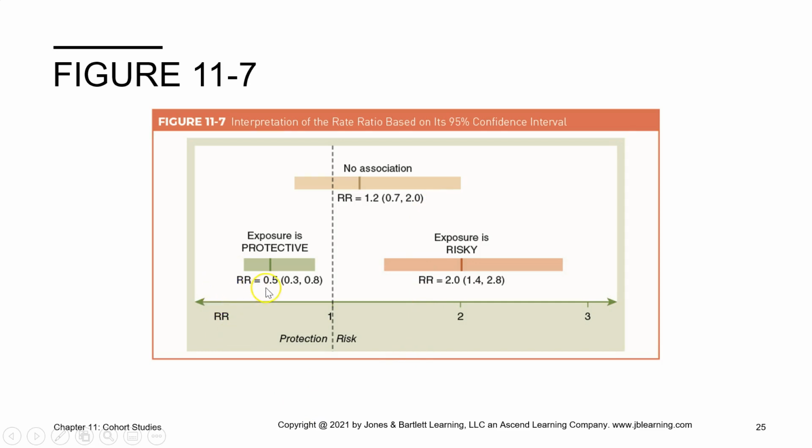If the rate ratio is 0.5, and both our lower bound and our higher bound are less than 1, so the 95% confidence interval is 0.3 to 0.8, then the exposure is protective. If the relative risk is greater than 1, and we have a confidence interval that is also both the lower bound and the upper bound greater than 1, so here we have the lower bound at 1.4 and the upper bound at 2.8, then we can say the exposure is risky, and both of these are statistically significantly different between the groups.